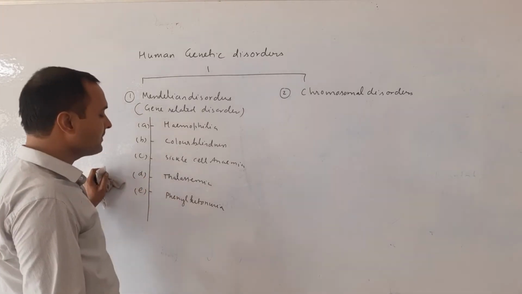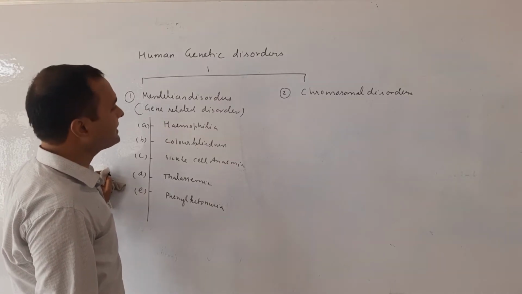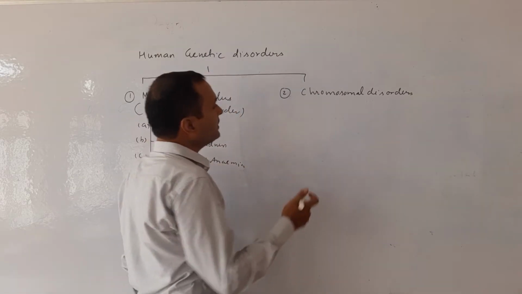That is the best example of euploidy, that is already explained. Okay, let us see chromosomal disorders, name of disorders and type. Chromosomal disorders.